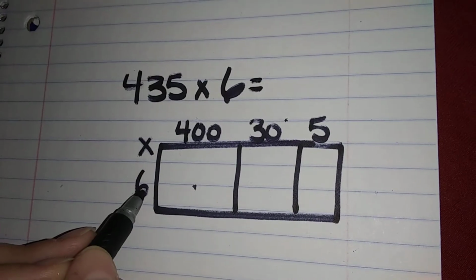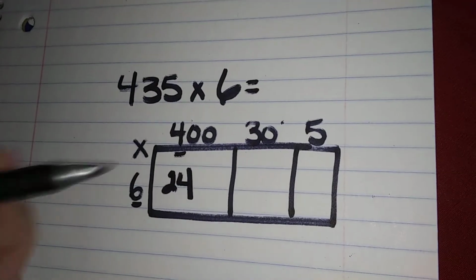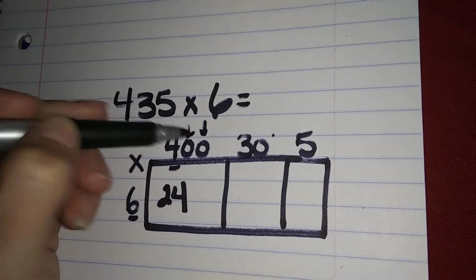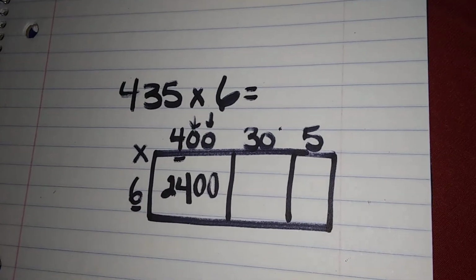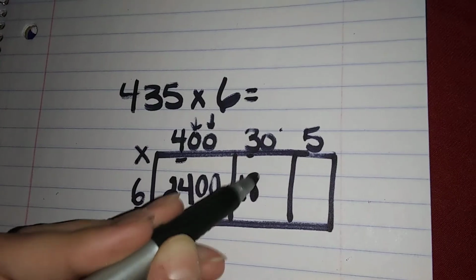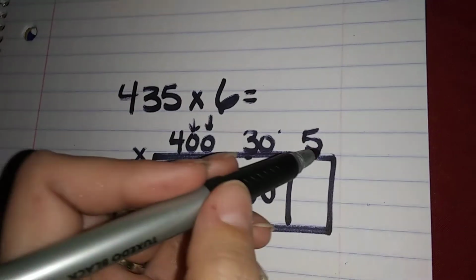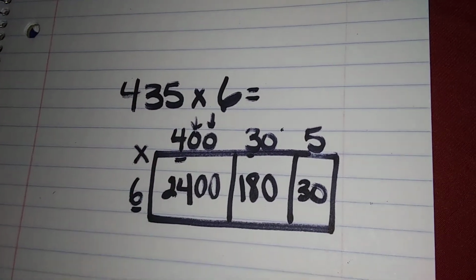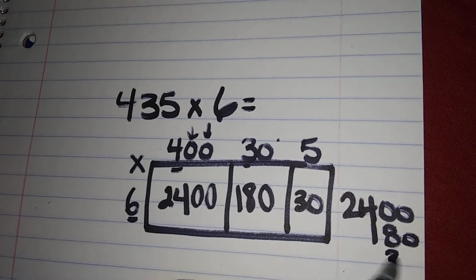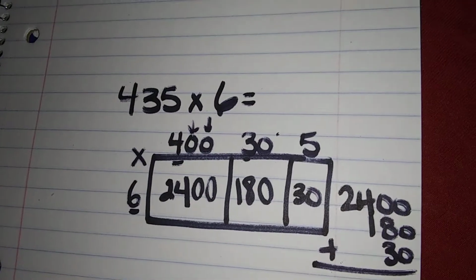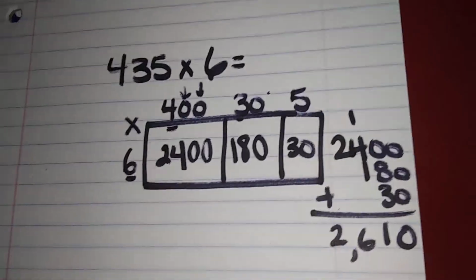So if I start here, this time 6 times 4 I know is 24, but I'm timesing it by 400, so I know my answer to this problem is going to be over 2,400. 6 times 3 is 18, but it's 6 times 30, so that's 180. And lastly, 6 times 5 is 30. I just need to add it to put it all together. My partial products give me a final product of 2,610.